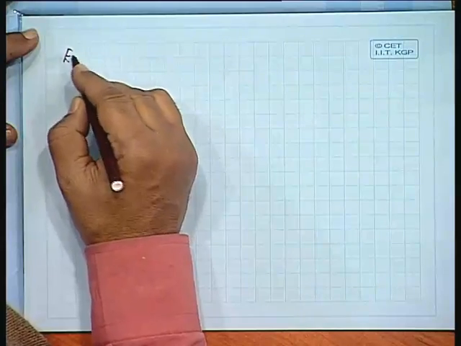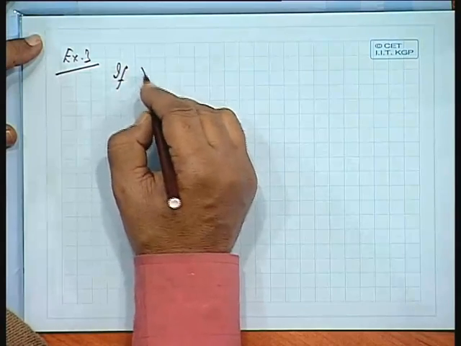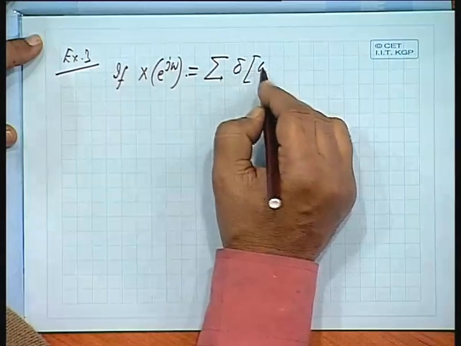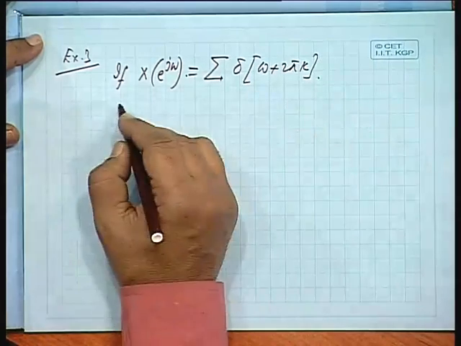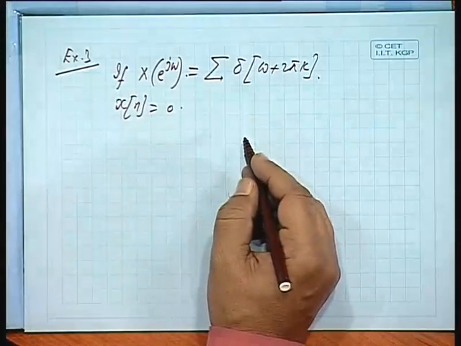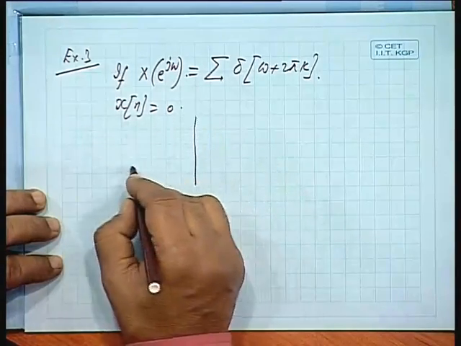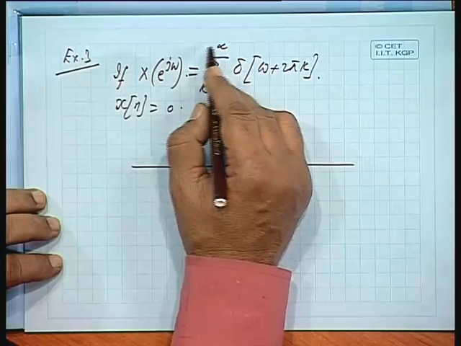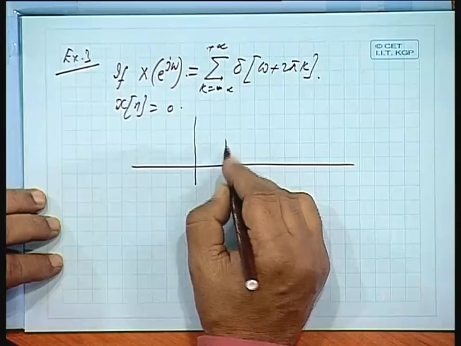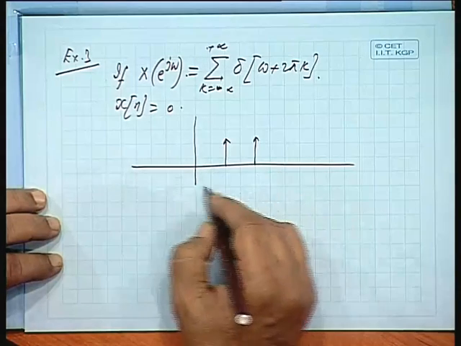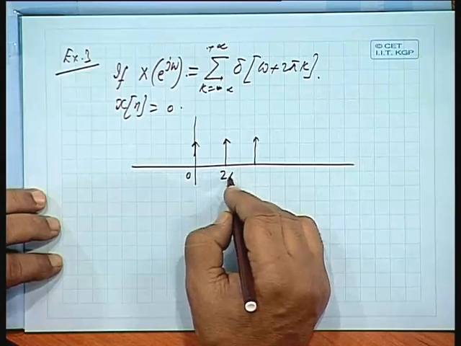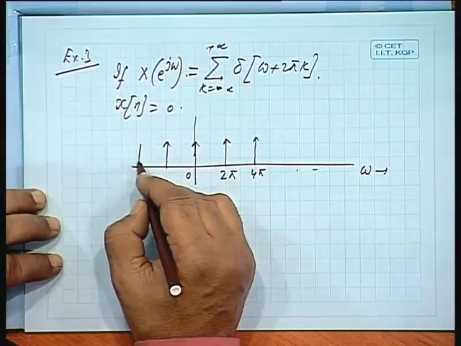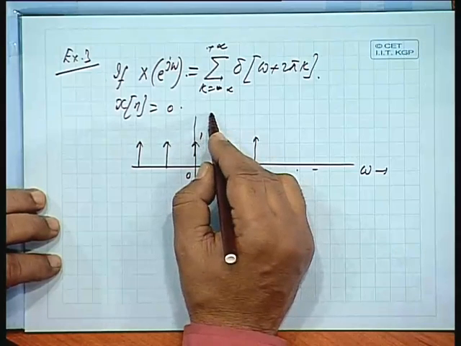Next, suppose we take up another example. If X(e^jω) is the sum of delta(ω + 2πk), what will be x[n]? It is a very typical type of function. What is this? It holds for all values of k, from minus infinity to plus infinity. So, basically it is a periodic function at intervals of 2π. This is in ω. You are given this, magnitude 1, all right.